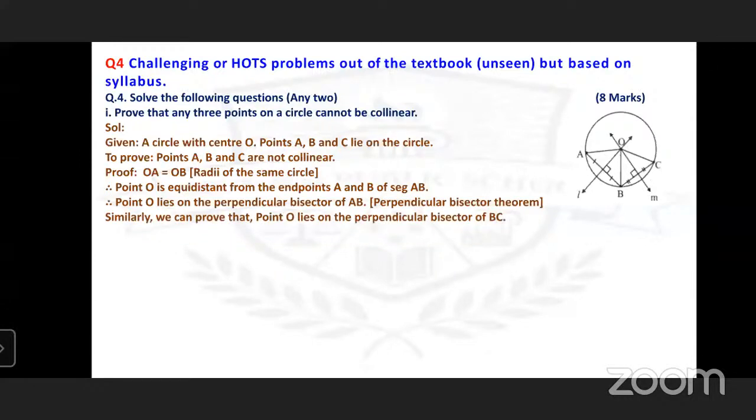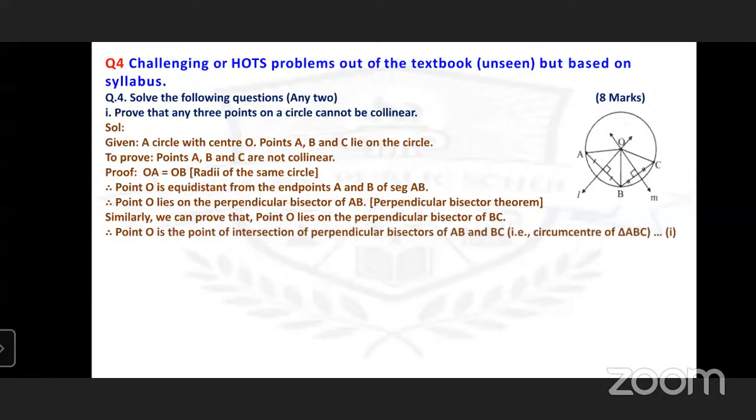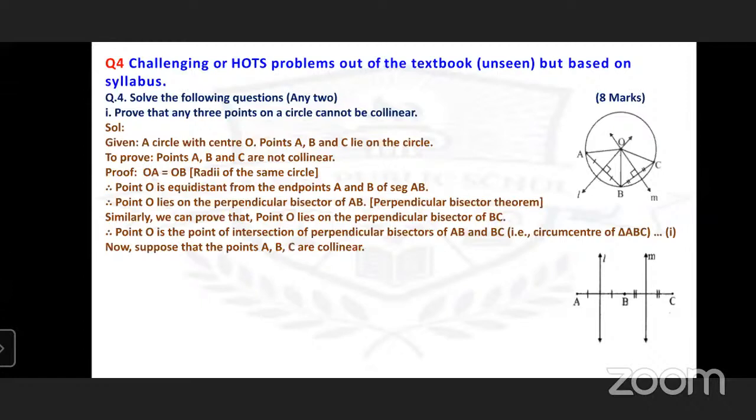Similarly, we can prove that point O lies on the perpendicular bisector of BC. Same, in BC also O lies on the perpendicular bisector. Therefore, O is the point of intersection of the perpendicular bisectors of AB and BC. Therefore, it is called the circumcenter of a triangle. Right? Suppose that points A, B, C are collinear. Here we are supposing that these 3 points are collinear. So in the figure, A, B, C, 3 points are collinear. And if we draw their perpendicular bisectors, they are parallel to each other.